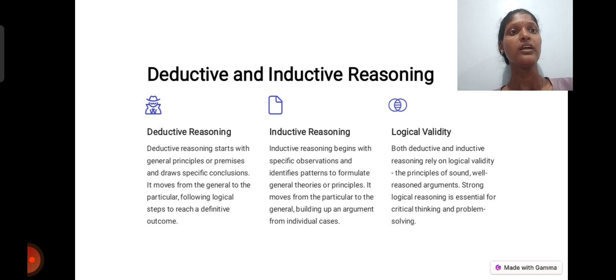Logical validity. Both deductive and inductive reasoning rely on logical validity. The principle of sound reasoning in arguments. Strong logical reasoning is essential for critical thinking and problem solving.